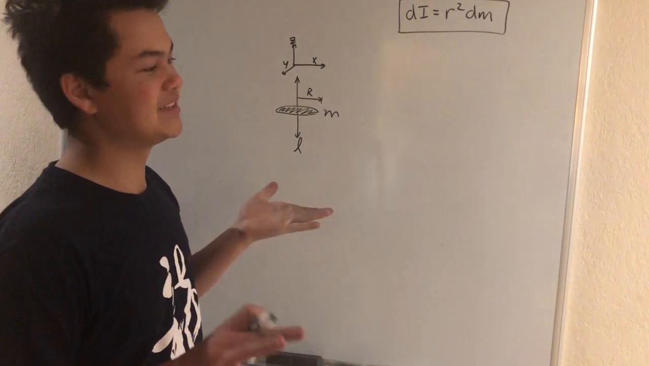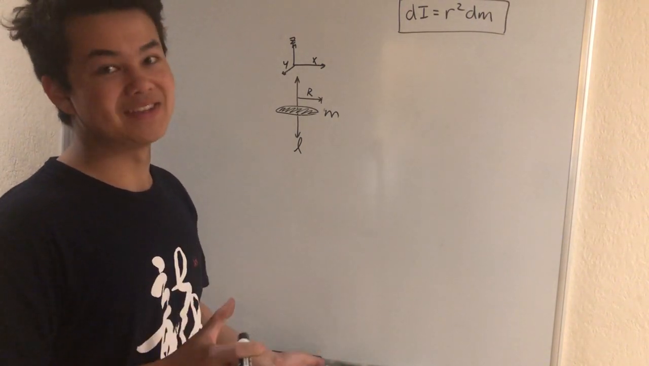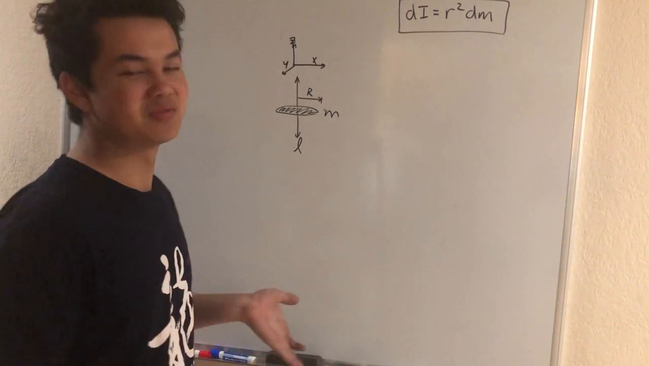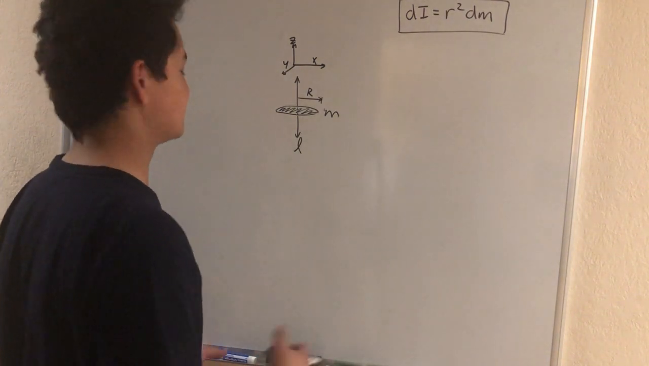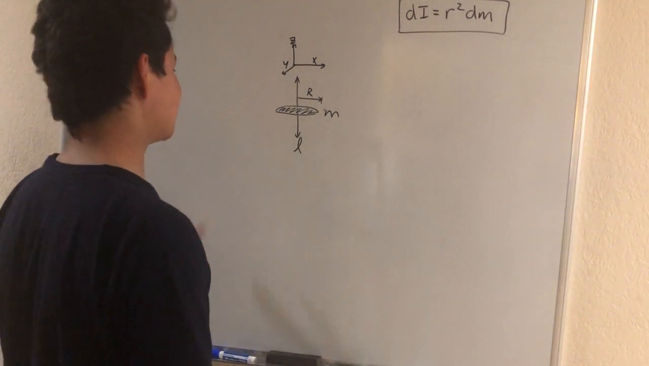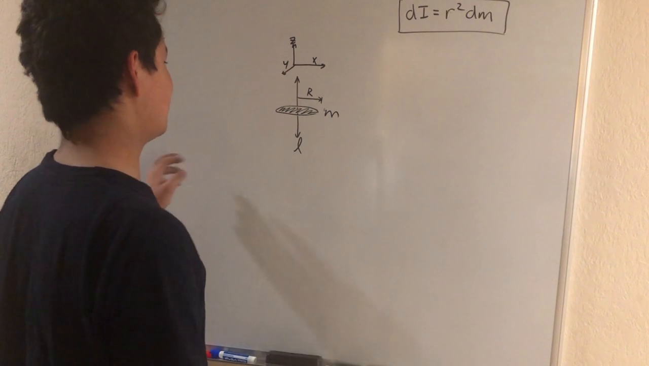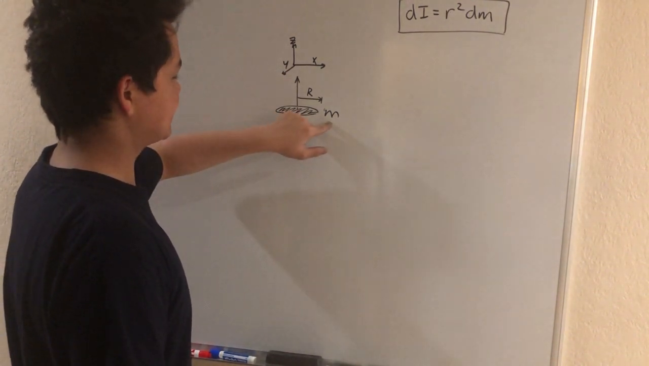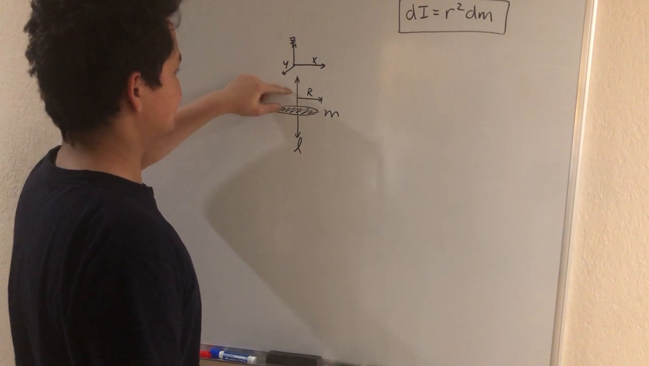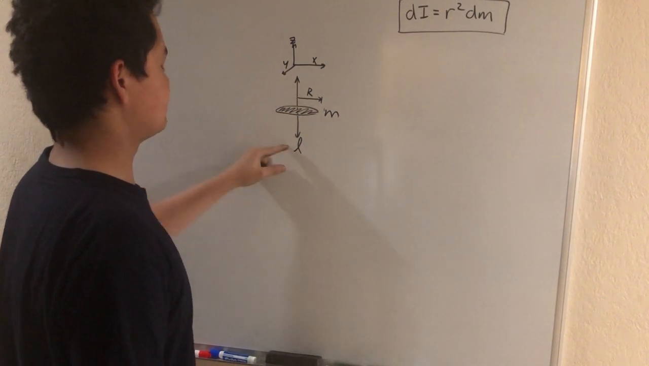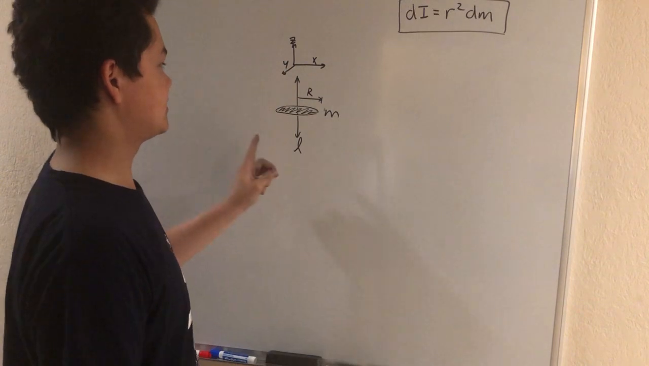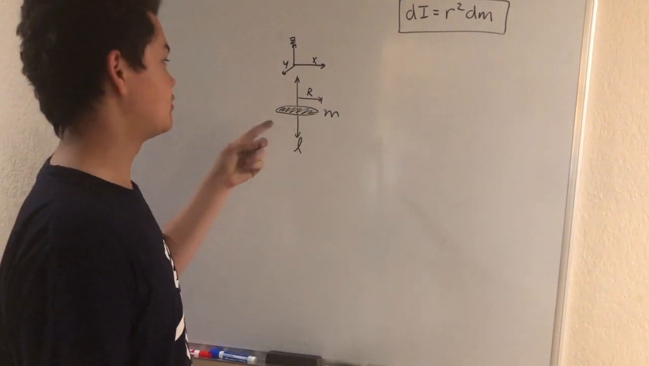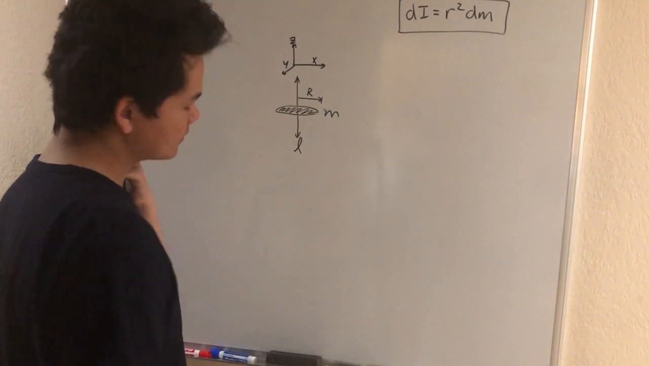There are probably way easier ways to do this, because this is just what I came up with. I just want to solve it, but there are probably more clever ways. Anyway, it's quite simple actually. We have a disk here with some mass m and a radius r, and it's being rotated around this axis L, perpendicular to the disk, going through its center.